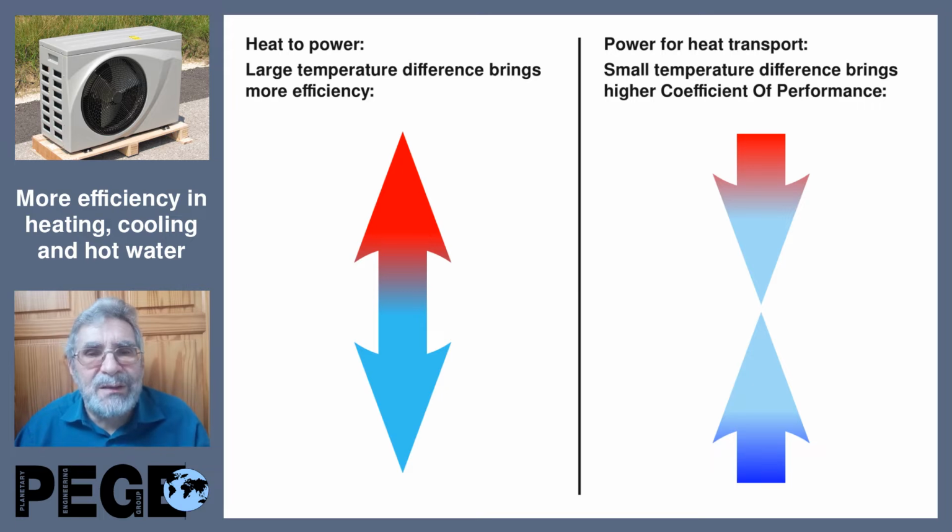When I have a heat to power process, a large temperature difference is good for more efficiency. The higher the temperature difference between hot and cold side of the process, the better efficiency I have. At power for heat transport, exactly the opposite is true. I want a very small temperature difference between hot and cold side for a high COP, coefficient of performance.